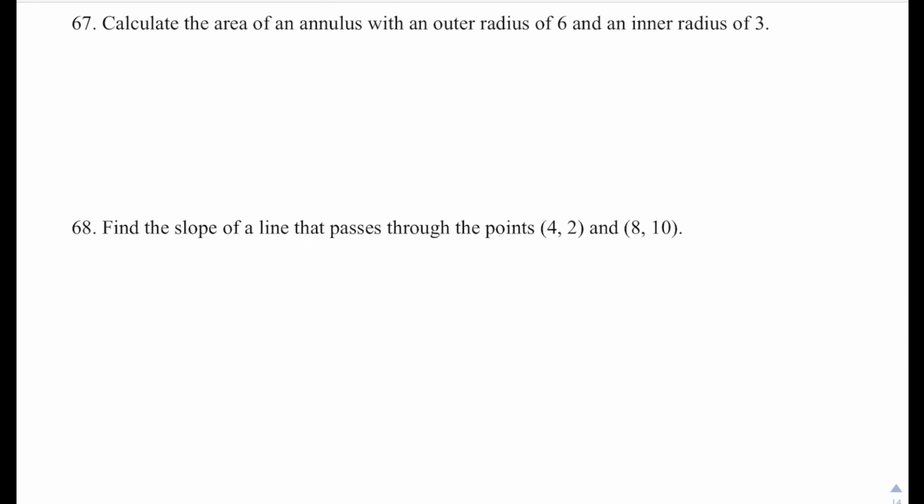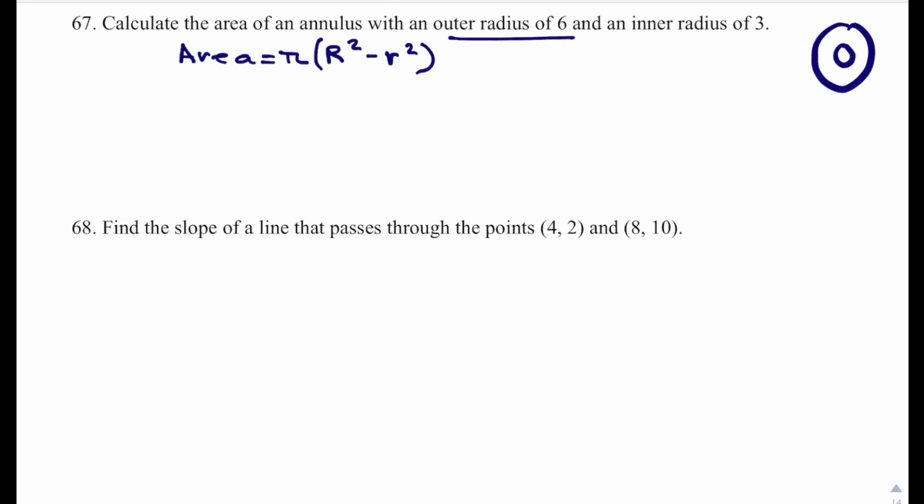Calculate the area of an annulus with the outer radius of 6 and an inner radius of 3. So what an annulus is, it kind of looks like this. It's a circle within a circle. So we need to know the equation. This is going to be area equals pi times the radius of the outer circle, so the larger one, radius squared, minus radius of the smaller circle squared. So again, the large R is the outer radius and the small r is the inner radius.